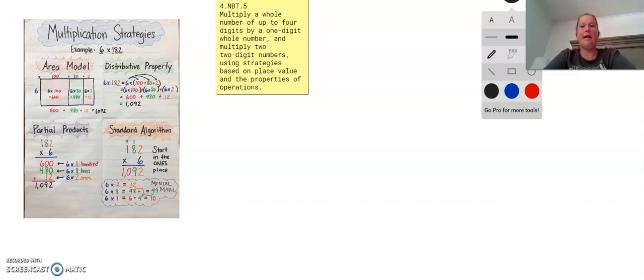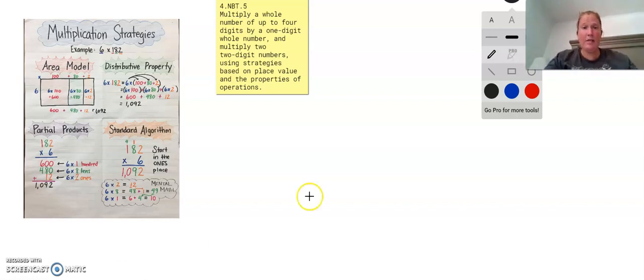Okay. Today our standard is 4 MBT 5. We can multiply a whole number of up to 4 digits by a 1-digit whole number, and we can multiply 2-digit by 2-digit numbers using strategies such as basing it on place value and properties of operation. We can show this with arrays, area models, different visuals, okay?